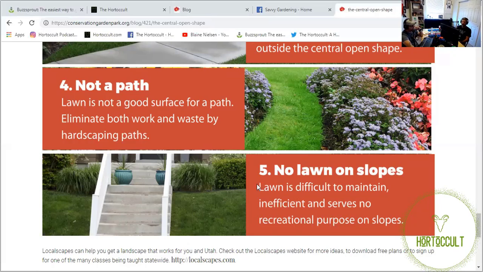Okay, so that's it. That's great. So those are the 5 rules of lawn.